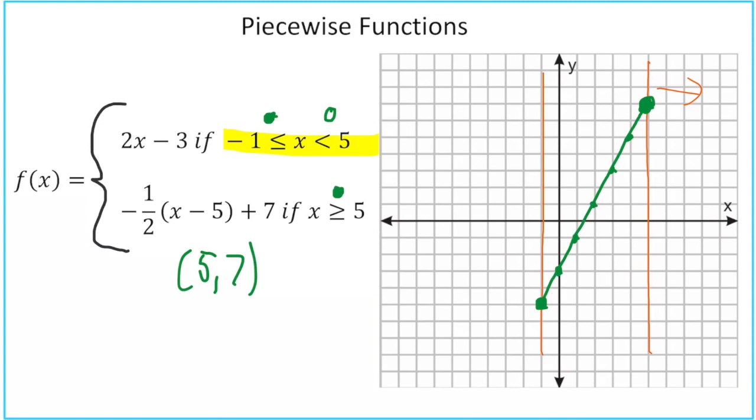Now I do my slope of -1/2, so down 1, right 2, down 1, right 2, and this one goes forever to the right, so I just draw the arrow, and there's my complete piecewise function. I think it looks fine there, but if I really want to clean it up, I can get rid of these orange lines, and there is your piecewise function.